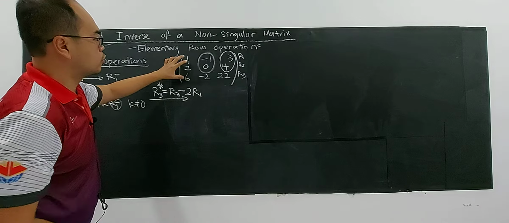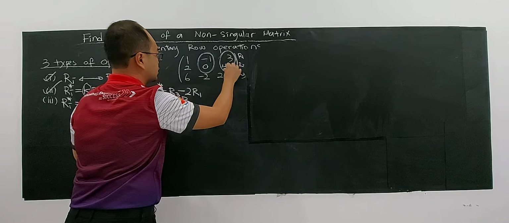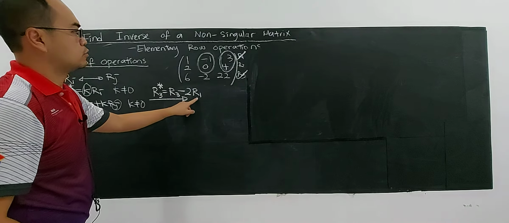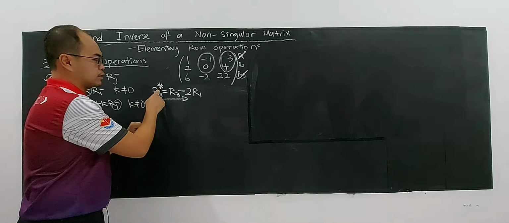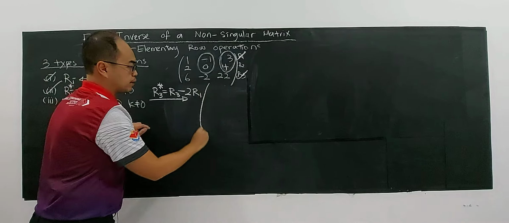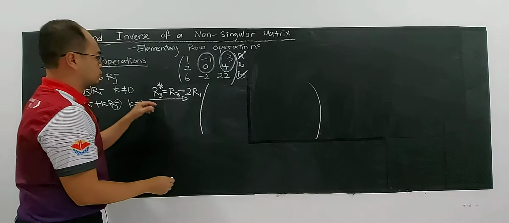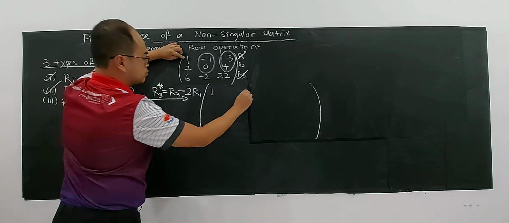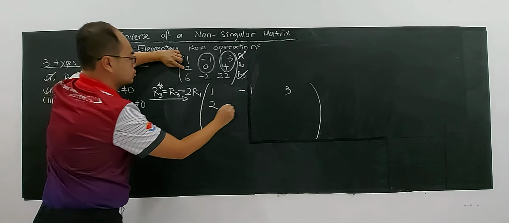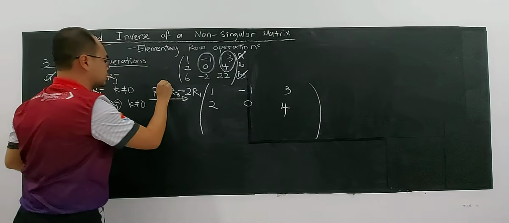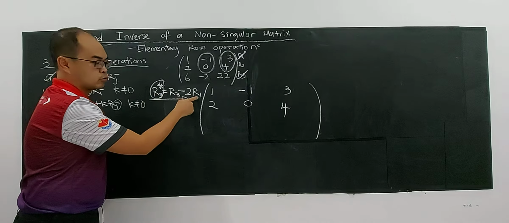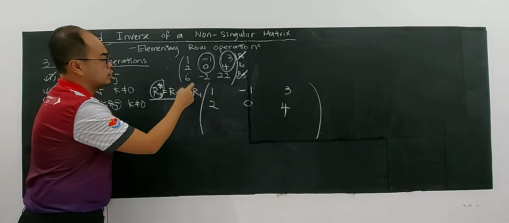Now be careful. It's between row 3 and row 1, right? The ones that you do not modify are row 1 and row 2, because row 3 is the one modified. So you write back row 1: negative 1, 3. Row 2 is 2, 0, 4. Row 3 is the one that you modify. So for row 3 you should consider, the business is between row 3 and row 1.